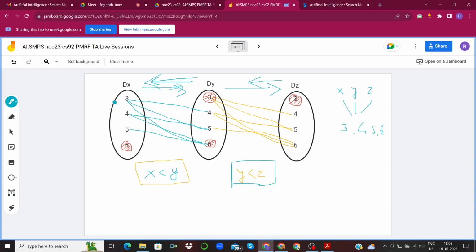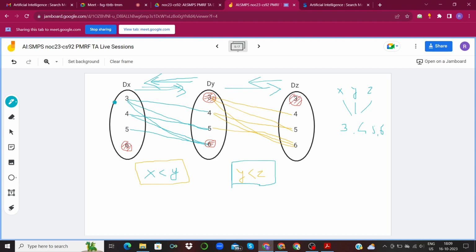Then you look at each element of dx that is not connected to anything in the domain of y or dy, and you delete that. And then you do the same thing in the reverse direction from y to z. You look at some element in y that is not connected to anything in x. You remove that. So that removed 3 from dy.